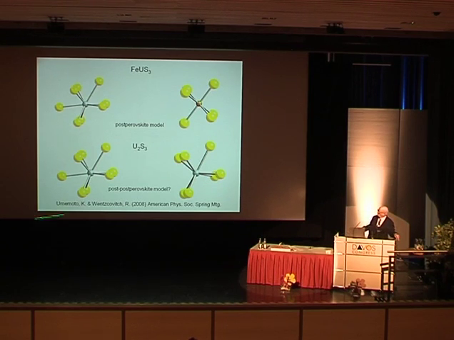Now, Umemoto and Wentzcovitch published a paper and gave a talk at the spring meeting of the American Physical Society last year. And they found that the Fe2S3 structure has the post-perovskite structure, and it's very similar. You see the bicap trigonal prism here and the octahedral site for the silicon. Then they talked about a post-perovskite structure.